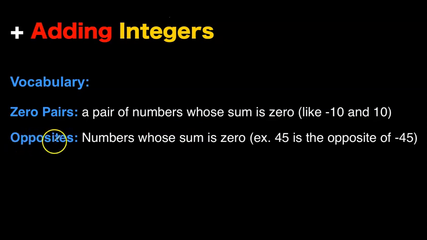And then we've talked about opposites before. Opposites are on the opposite side of the number line. So numbers whose sum is 0. So 45 is the opposite of -45 because when you look at a number line, 45 is on the opposite side of 0 when compared to -45, and together their sum is 0. These two things go hand in hand. If they're opposites, they form a zero pair. If they form a zero pair, then they're opposites.